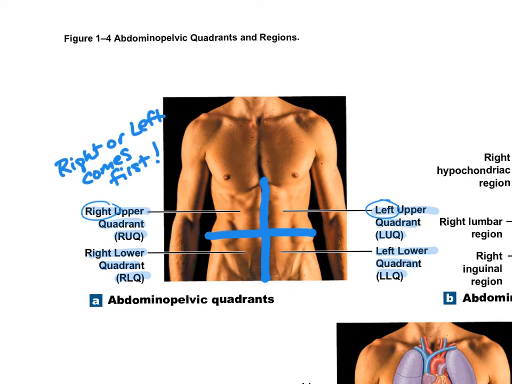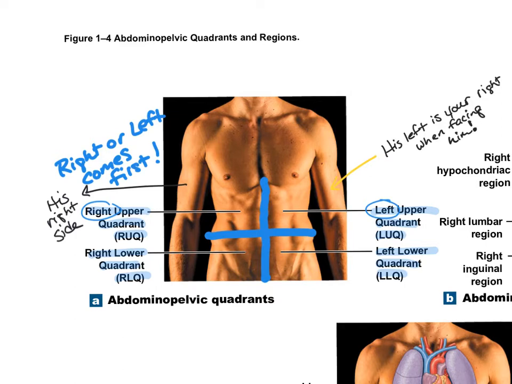In addition to knowing that right and left are the first word in the term, you also need to know that you're looking at the patient's right or left, not your right or left. When you're facing a patient, your right side is going to be on the patient's left side. So always look at the patient and say, is it their right or left side? And then you won't go wrong. When you're looking at this picture, you'll see that the right upper quadrant is on the same side as that person's right arm, and their left upper quadrant is on the same side as that person's left arm.